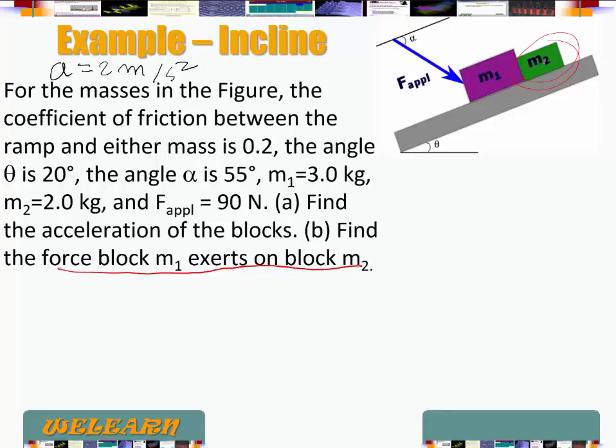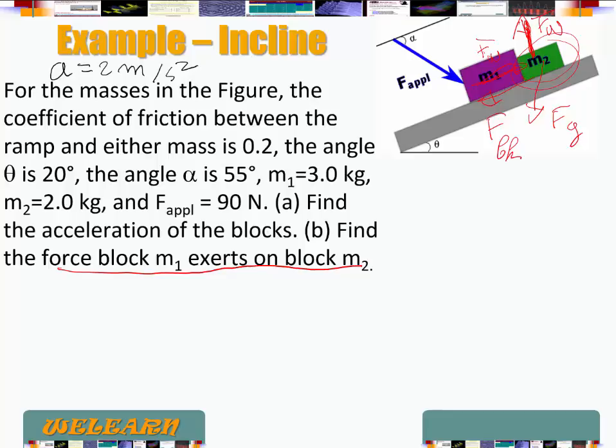Of course, there is the gravitational force due to the pull of the Earth on M2. There is the friction force due to the ramp on M2. Again, it is a kinetic friction force. There is also the normal force that the ramp exerts on M2. And then, of course, the force that we are trying to find, it is also a normal force, because two surfaces are pushing against each other, due to M1 pushing on M2.